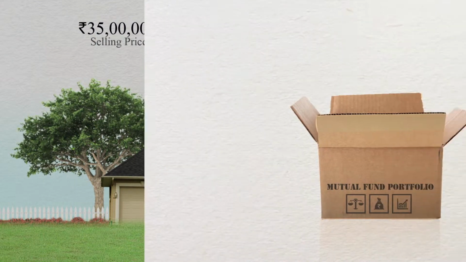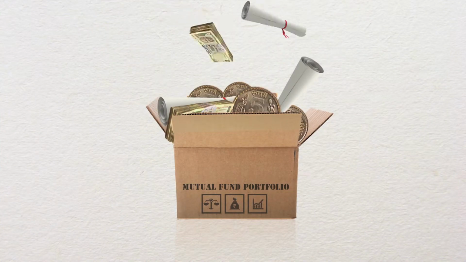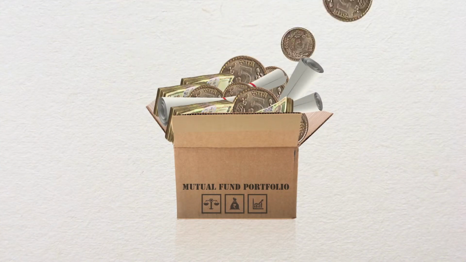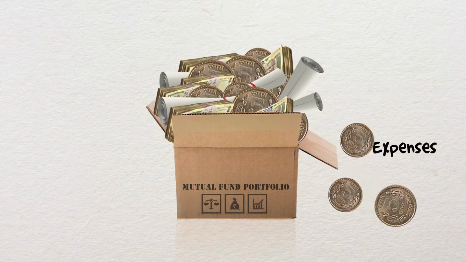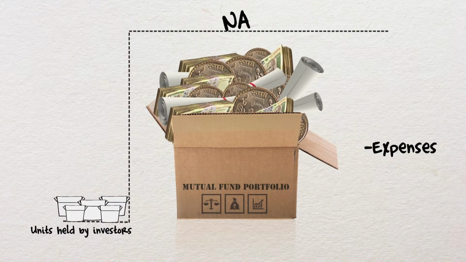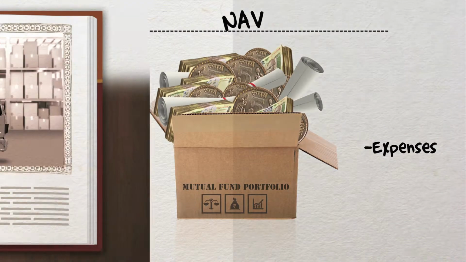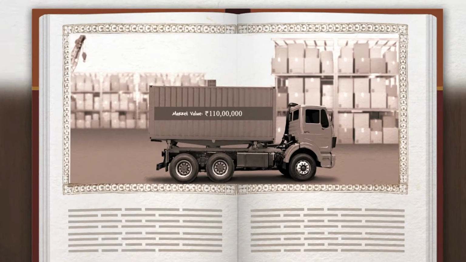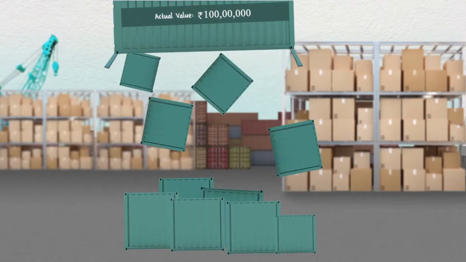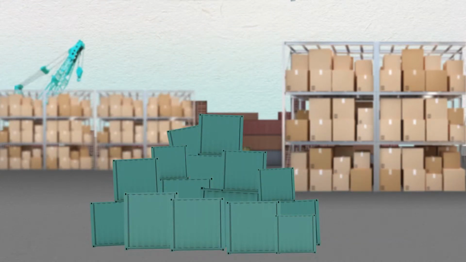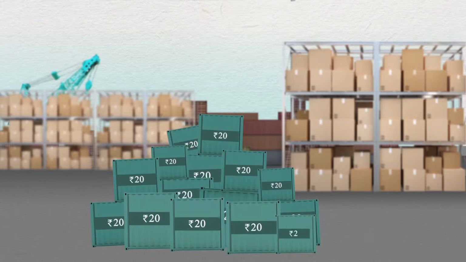Just like that, the NAV per unit of a mutual fund scheme is the sum total of the market value of all the assets held in the portfolio, including cash, less expenses, divided by the total number of units held by all the investors. So say the market value of all the assets of the scheme after deducting expenses is rupees 100 lakhs and the scheme has issued 5 lakh units to investors. Then the NAV per unit of the fund is rupees 20.